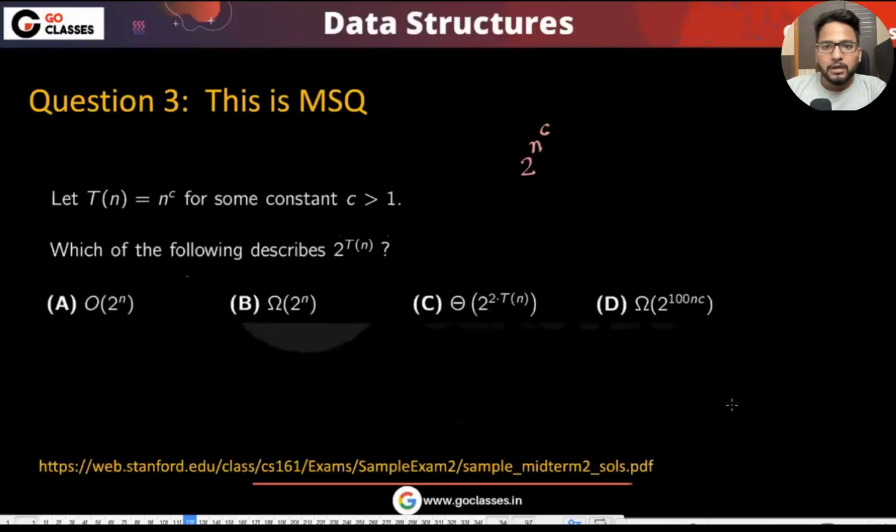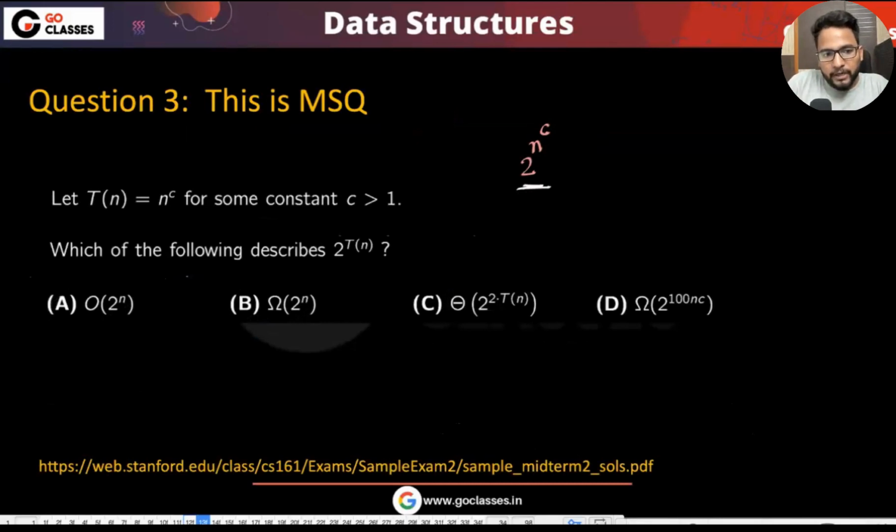Okay, cool. So this 2 power n power c, they are asking which one is equal. You want to compare this 2 power n power c, where c is strictly greater than 1, and 2 power n. What do you think? Can I write order? I mean, I can definitely compare. Let me probably compare it.